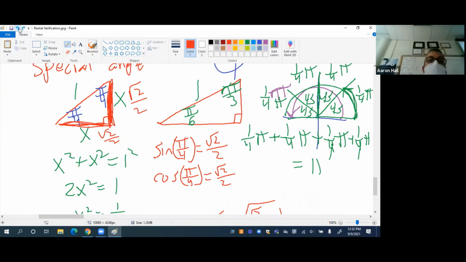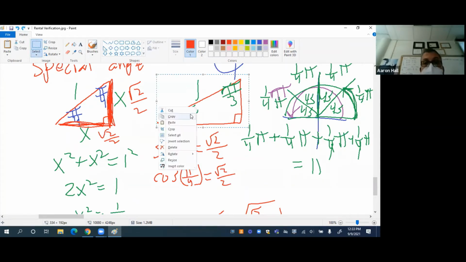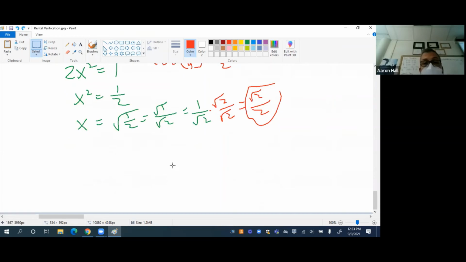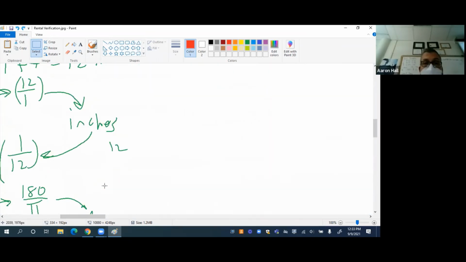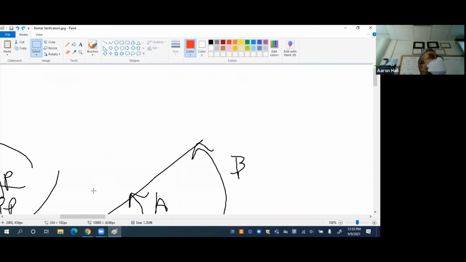Now, there's something really cool about all 30, 60, 90 triangles. It has something to do with the longest side and the shortest side. What relationship, I'm just going to go to the top, I guess. Am I going too fast? Are you still copying?